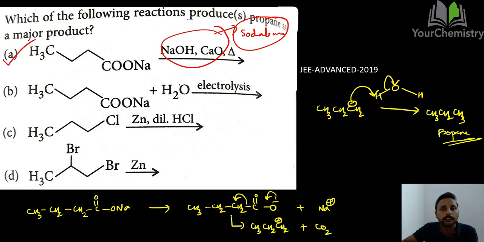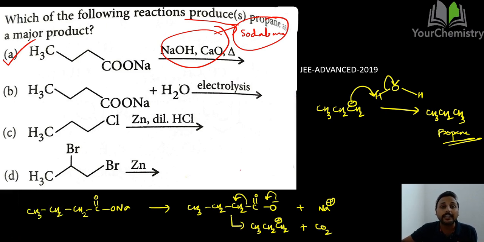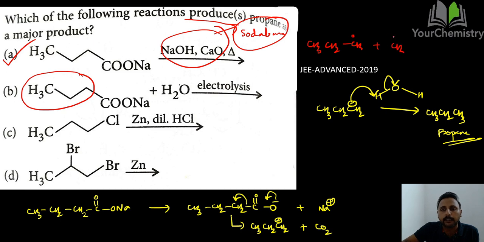So it is a multi-correct question. They are asking produce or produces, a one-or-more type question. Anyway, option A is correct. Now let's see option B. You can very clearly see, in the beginning of this chapter, in the second question I discussed, Kolbe electrolysis. You can clearly understand that this is Kolbe electrolysis. The free radical produced will be CH3CH2CH2 dot. Definitely it will combine with another such molecule to produce hexane. So option B is not the answer.